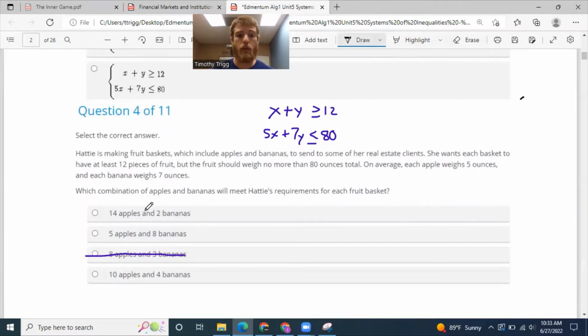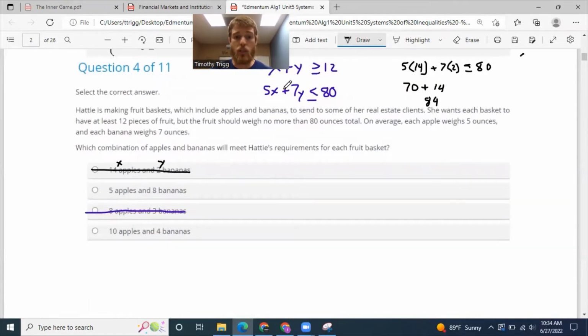So for this first one, replace the x with 14 and the y with 2. So that would be 5 times 14, using this second inequality here, plus 7 times the number of bananas, which is 2. And I want to see, is that less than or equal to 80? Well, 5 times 14 is 70. 7 times 2 is 14. Well, this adds up to 84, right? Is 84 less than or equal to 80? No.